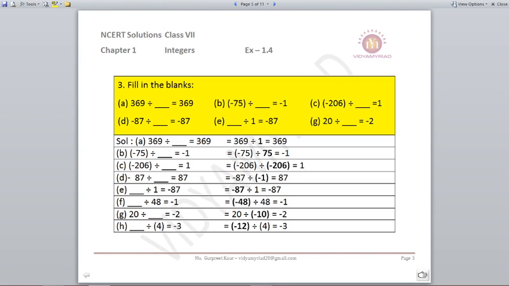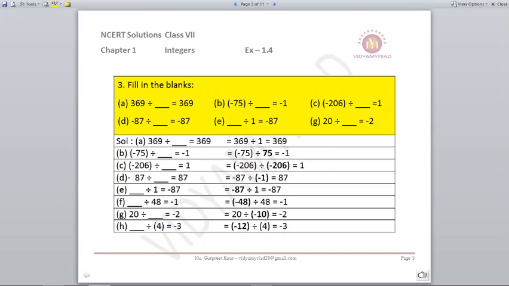Question number 3. Now here we need to again fill in the blanks to see how division will result in the right hand side. It is similar to what we have done in the previous exercise where we used multiplication. Here also we need to take care of the minus sign. So 369 divided by what, you get 369. Definitely it will be 1, positive 1.